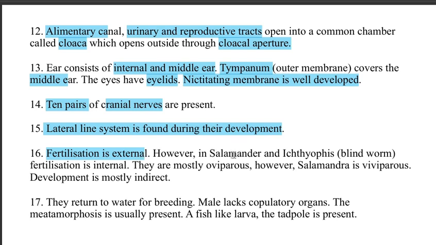However, in Salamandra and Ichthyophis, which are called blind worms, the fertilization is internal. They are mostly oviparous, which means they are egg-laying, but in the case of Salamandra there is an exception. They are viviparous, so they give birth to their young ones. The development is mostly indirect. They return to water for breeding.